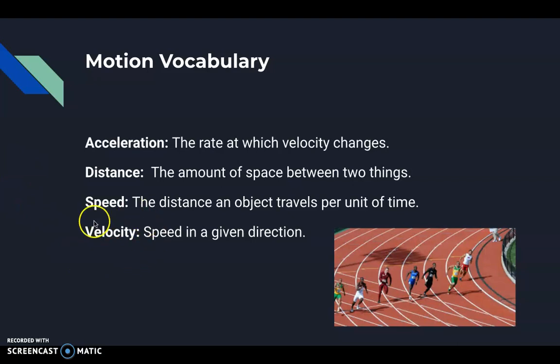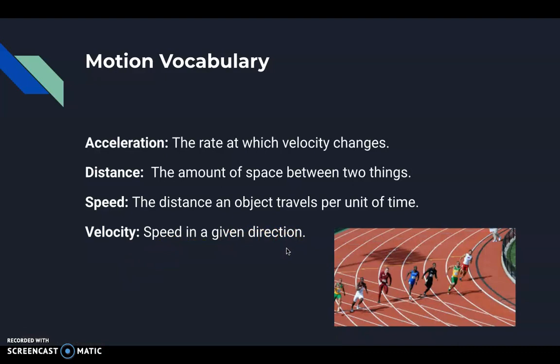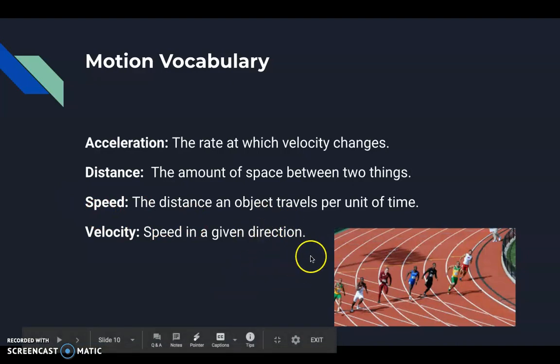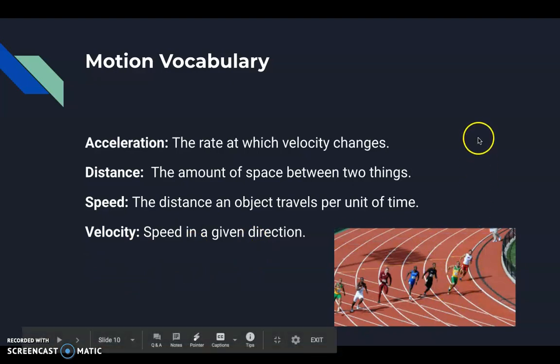And then last, velocity is speed. However, it also is in a given direction. Speed alone is not velocity. That direction piece has to be included when you're referencing velocity. So thinking about track and field, you could apply all four of these terms to the motion that you're seeing here.